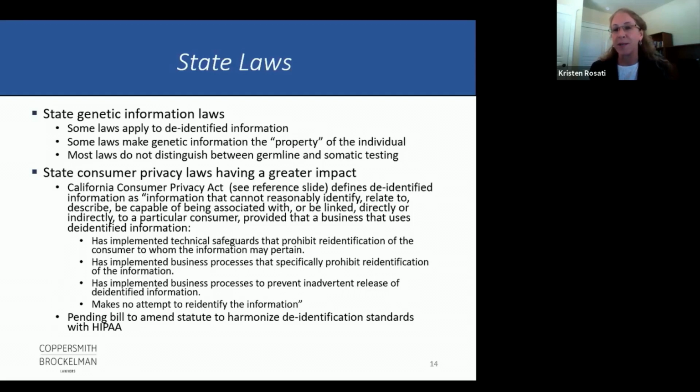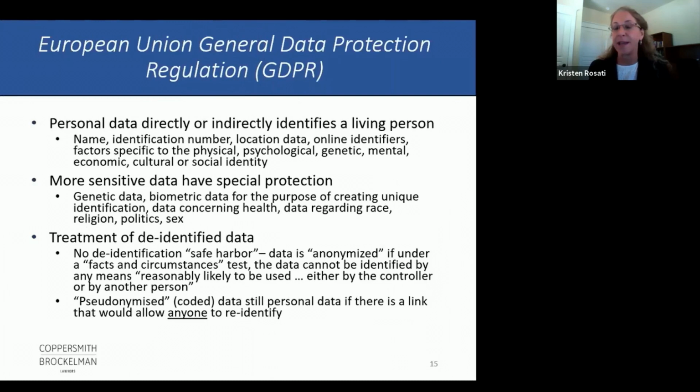That's important because what happens in California doesn't stay in California. A lot of states mimic what California does. So there is potential disruption ahead in terms of using de-identified genetic information. I do want to note that there's a bill pending in California to harmonize the CCPA with the HIPAA de-identification standards, but that may or may not be successful. And there are even tougher standards for de-identification of information under international law, which we don't have time to address today.